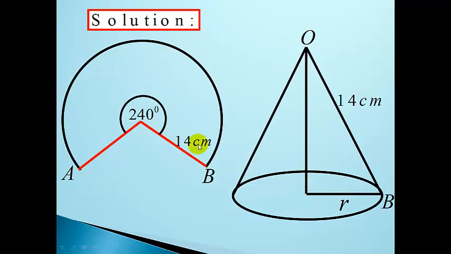Now, at the beginning, we said that the radius of the circle from which the sector was formed, out of which we had our cone, is the same as the slant height of the cone formed. So the radius of the circle, that is 14 centimeters, is the same as the slant height, that is OB, 14 centimeters. Don't forget that r is our base radius.